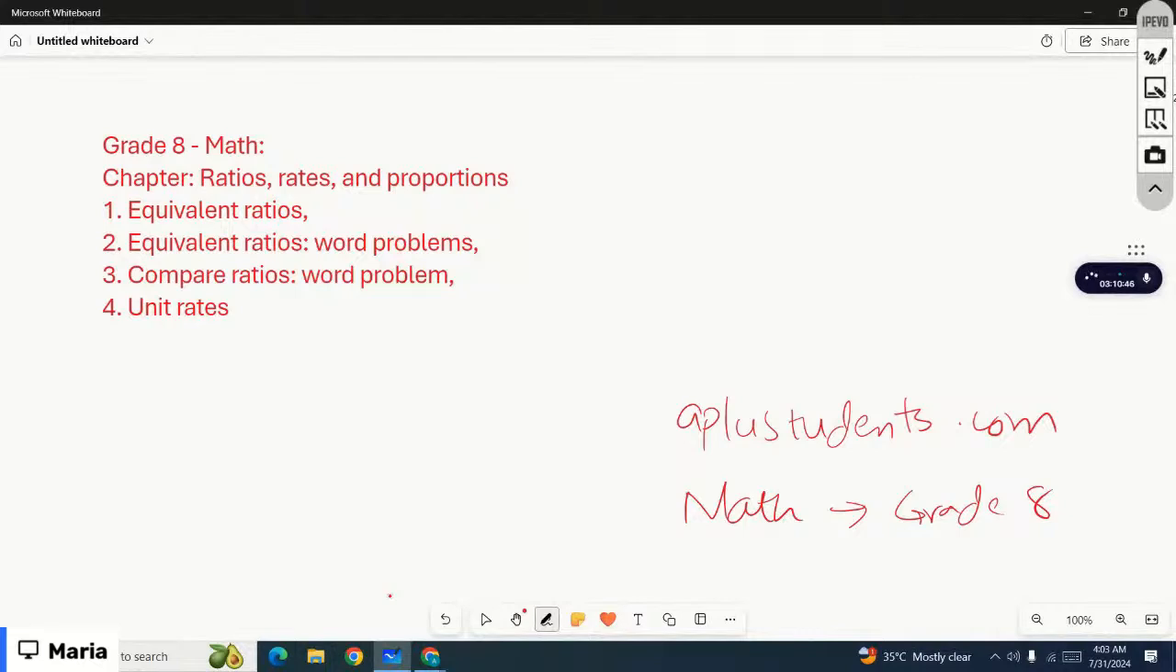The lessons we are going to cover today are equivalent ratios, word problems, compare ratios, word problems, and unit rates. Examples and definitions as well.